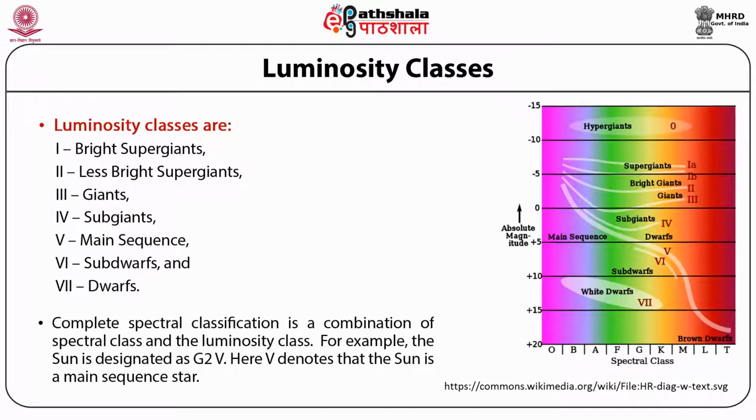The complete spectral classification is a combination of spectral class and the luminosity class. For example, the Sun is designated as G2V. Here, V denotes that the Sun is a main sequence star.